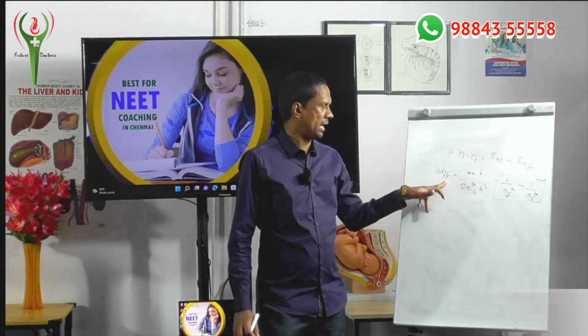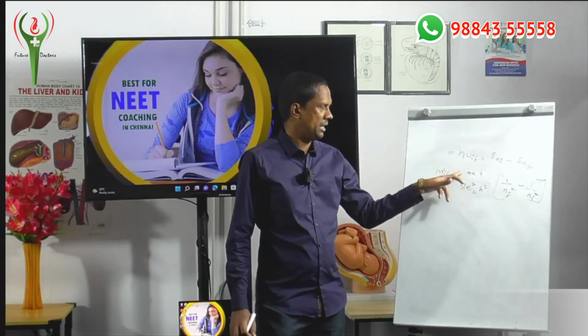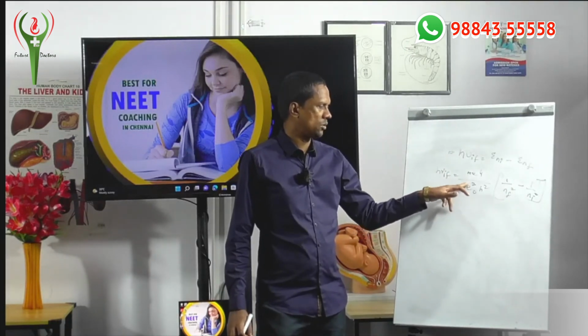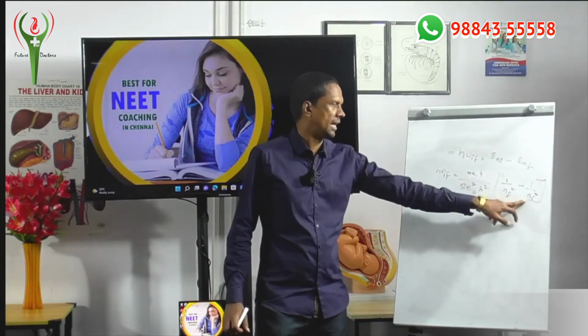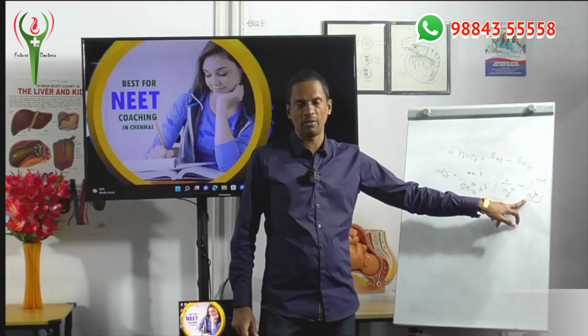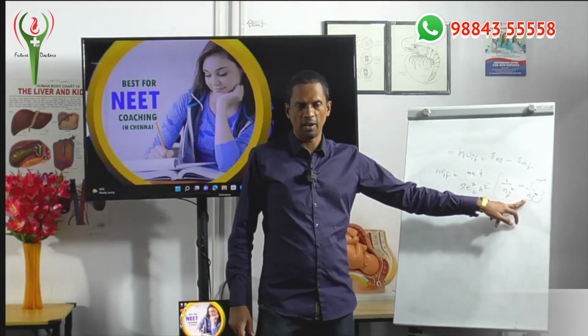h nu is equal to m e to the fourth over 8 epsilon-naught squared h squared times (1/n_i squared minus 1/n_f squared). So n_f is the final orbital level and n_i is the initial orbital level.